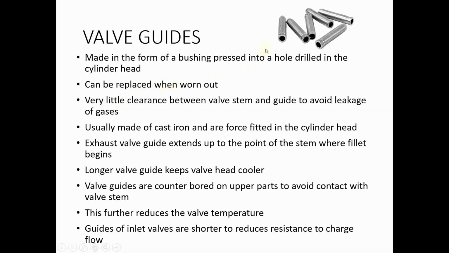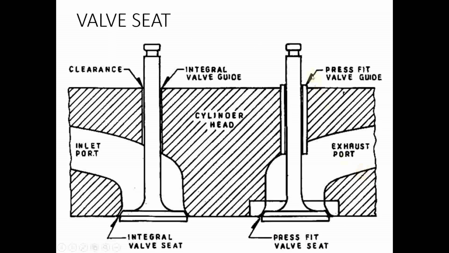and this ensures that the valve stem does not come into contact with the cylinder head, and it prevents wearing of the valve stem. The valve guides are usually made of cast iron, and they are force fitted in the cylinder head. So in this diagram we can see the valve guide that is fit inside the cylinder head, through which the valve stem is inserted. So the valve stem moves up and down inside the valve guide.